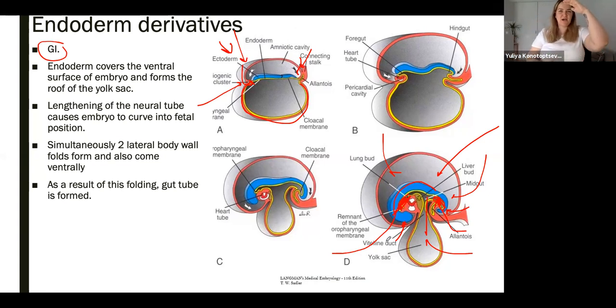We put the yolk sac into the middle due to the fetal position folding. The 2 somatopleurs are folding everywhere along my embryo. The problem is that in the middle, they can't because there's a yolk sac. Yeah? No? It's a definite no. I can see it in your face.